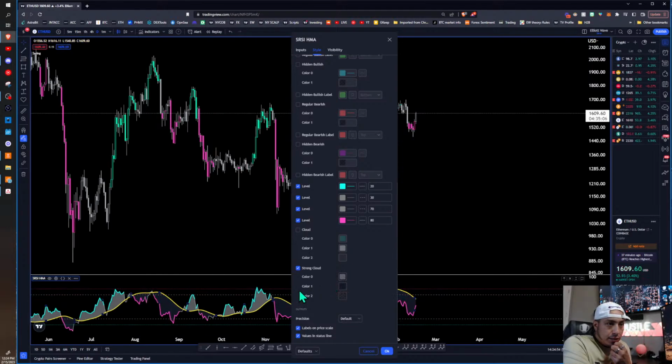So I like to keep the colors the same. I don't know why mine changed. Oh no, I know why. This is the one I have to keep the same if I want to keep it on.